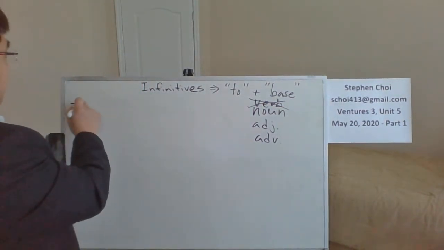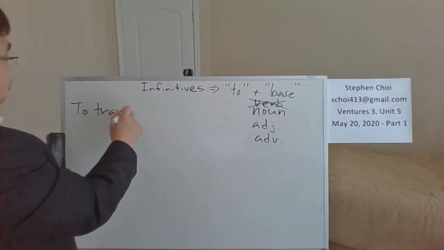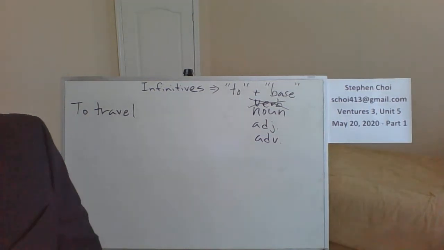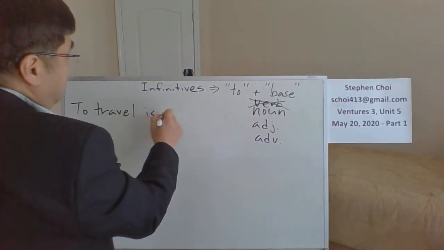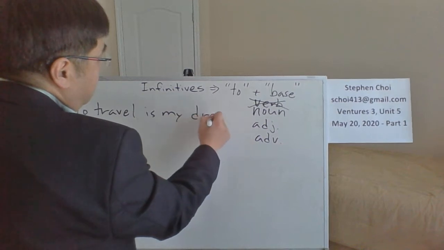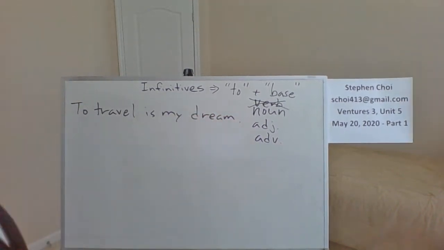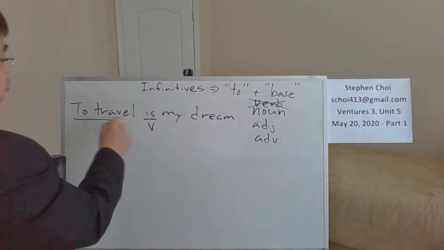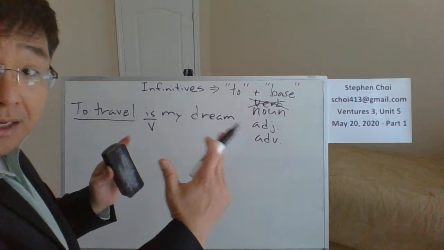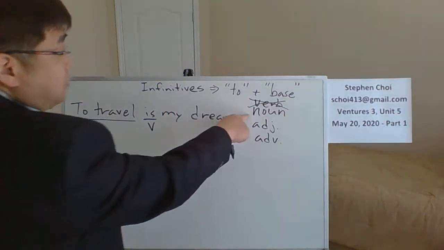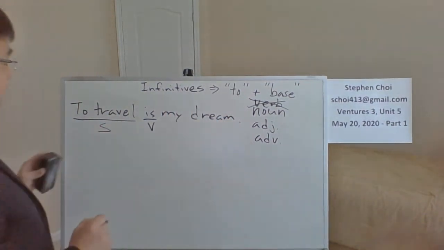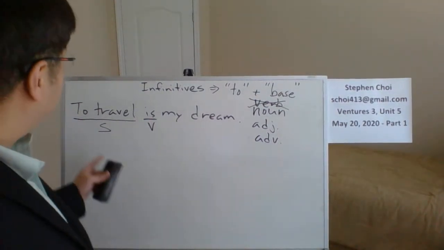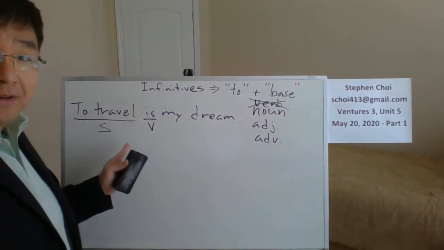Let's use it as a subject. Okay. If I say, "To travel is my dream." Okay. All right. So in this sentence, obviously "is" is the verb. What is "to travel"? Remember, it's an action, right? It's an infinitive being used as a noun. So the whole thing, the infinitive, is the subject. To travel is my dream.